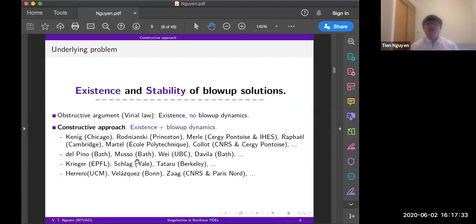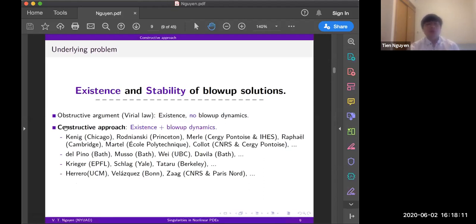So the basic question is: given a mathematical model, we want to ask whether or not there exists a blow-up solution from perfectly smooth initial data. And how about the stability of the blow-up solution when we perturb the initial data? As I just mentioned, we can rely on the abstract argument based on some energy identity. But this only gives you the existence, and gives you no blow-up dynamics.